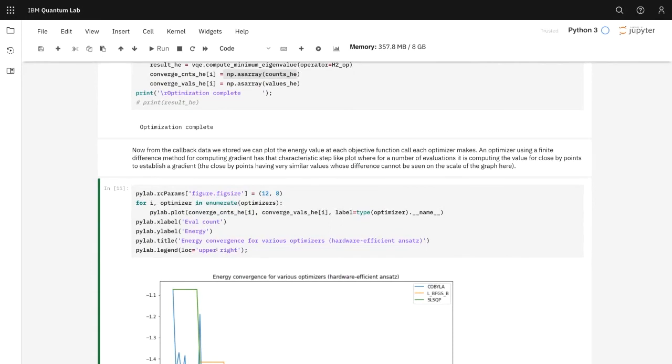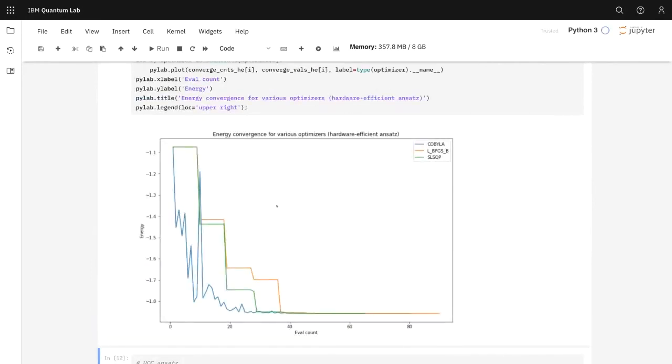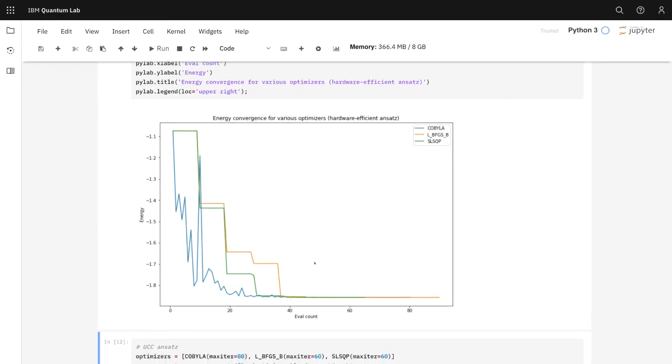And it's already complete, and we can plot our results for the hardware-efficient Ansatz for different optimizers. And so, as you can see, they all converged within around 40 iterations.